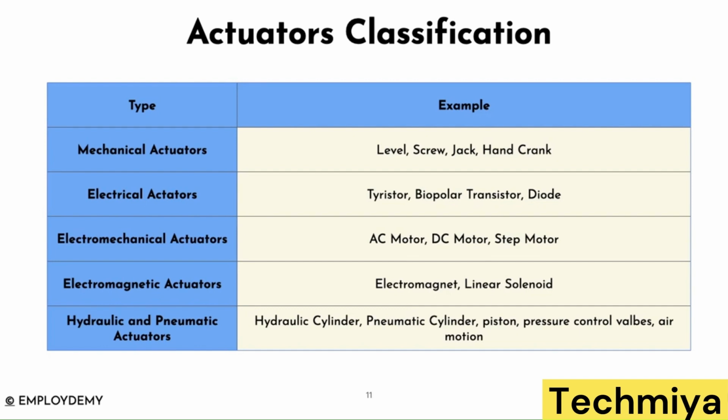So we have electromagnetic, we have linear solenoid for that. For hydraulic and for pressure, we have hydraulic cylinder, pneumatic cylinders, piston control valves, air motors. So there are various such actuators which are divided based on what kind of act you have to perform on the real world environment.